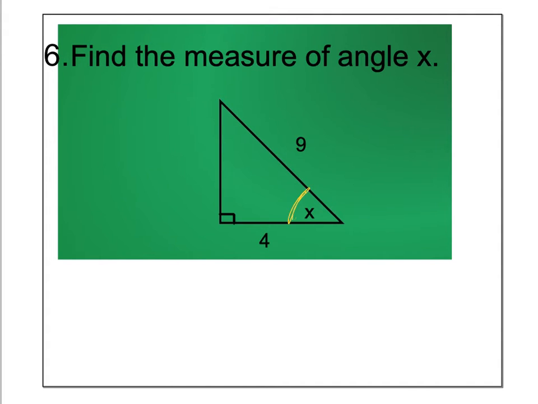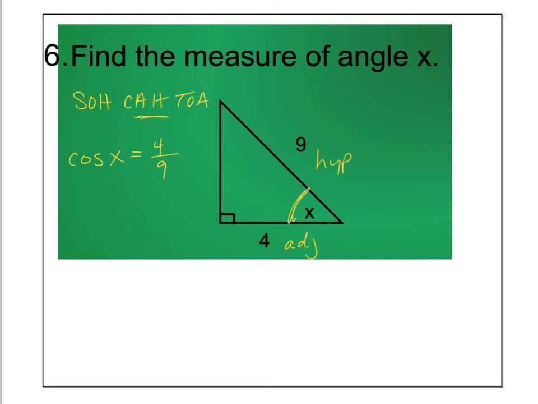So here's your angle. 4 is adjacent, 9 is hypotenuse. Think about SOHCAHTOA. Now you're going to need the one with A and H. It's going to be cosine. Uh-oh, we don't know the angle. So you're going to just plug in the x, and then it's adjacent over hypotenuse.